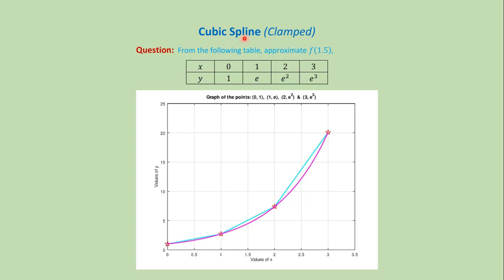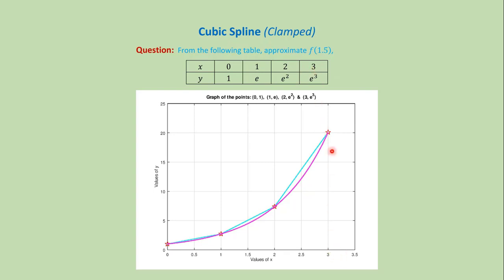In this video, we will learn the MATLAB code for clamped cubic spline. Suppose we want to approximate the value of f of 1.5 from the following data. So we have data values (0, 1), next one is (1, e), next one is (2, e^2), and the last one is (3, e^3).